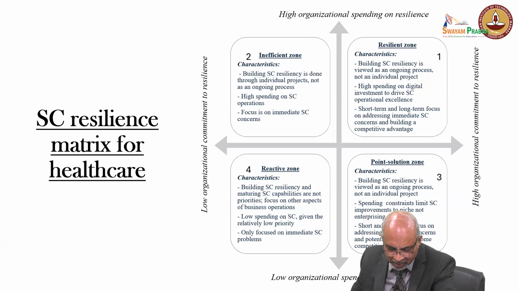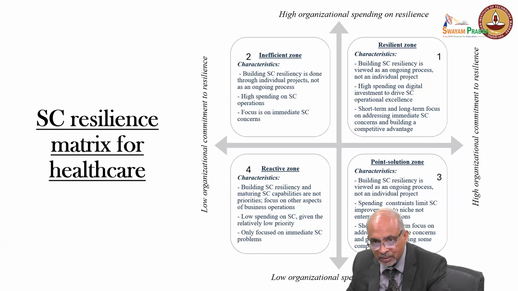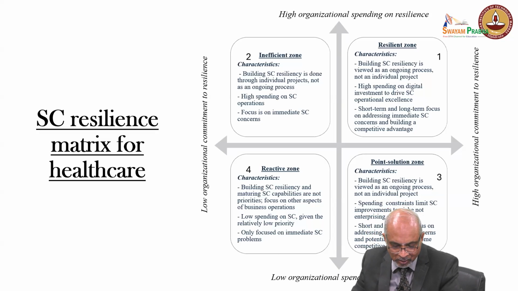So building supply chain resiliency and maturing supply chain capabilities are not priorities. Focus on other aspects of business operations is the priority. There is low spending on supply chain given the relatively low priority, and it is only focused on immediate supply chain problems. So that's the nature of this zone.